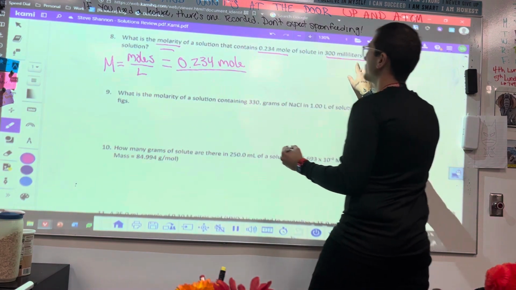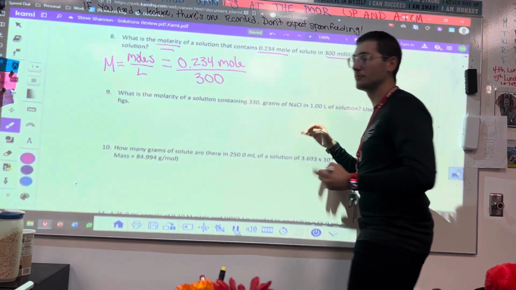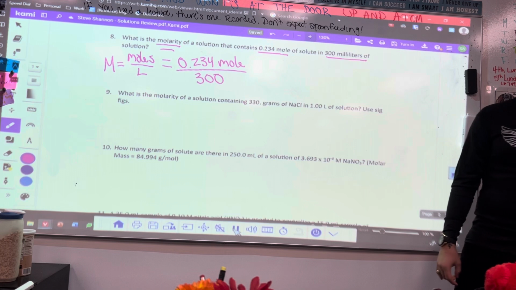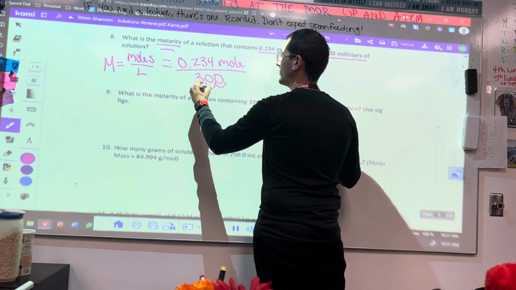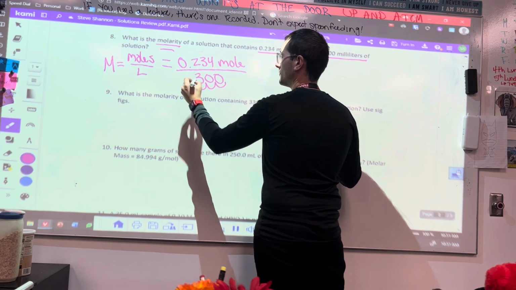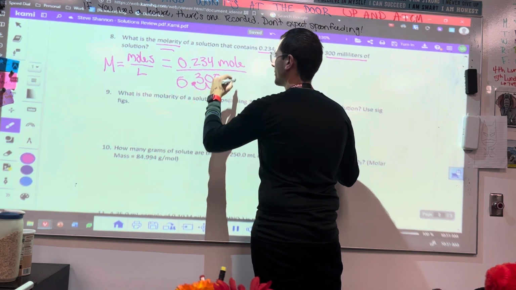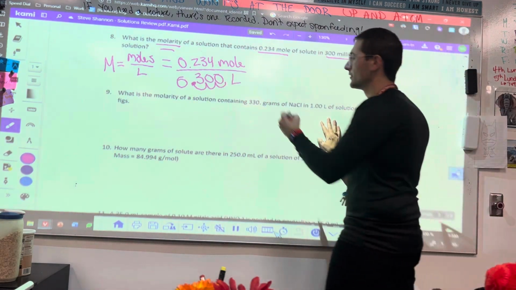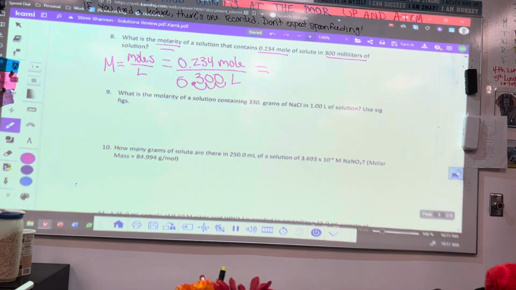over 300 milliliters. And 300 milliliters has to be converted to liters in order for this to be correct. So we have to move our decimal point 1, 2, 3 to convert it to liters. And now we're at 0.3 liters. Now I'm in moles over liters. After that, this is just calculator work.